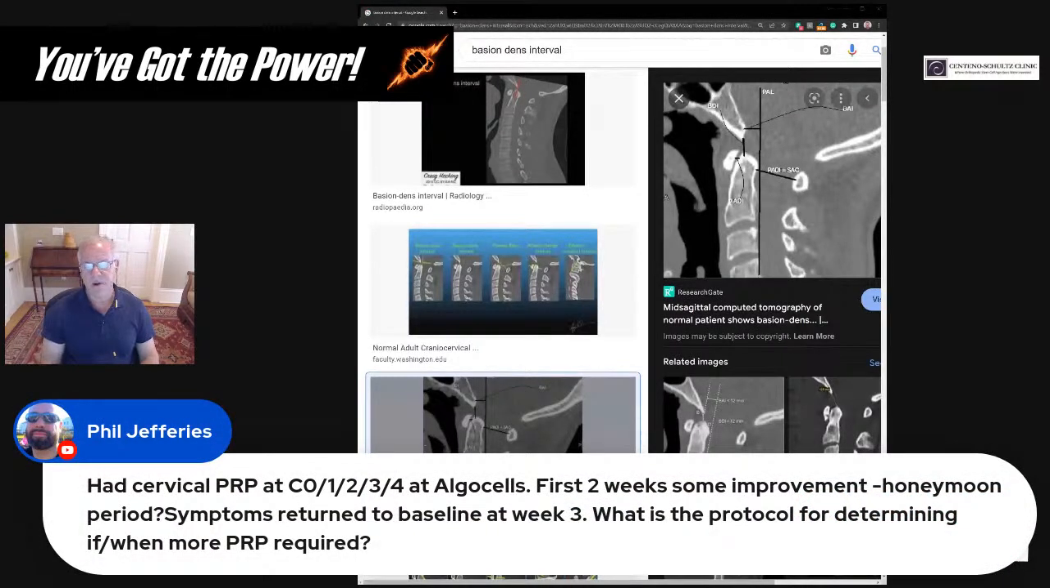Phil had cervical PRP, C0, 1, 2, 3, 4 at Algo Cells, with the first 2 weeks of improvement, a honeymoon period, and symptoms returned to baseline at week 3. What is the protocol for determining if and when more PRP is required?